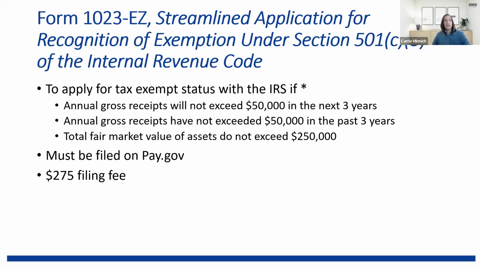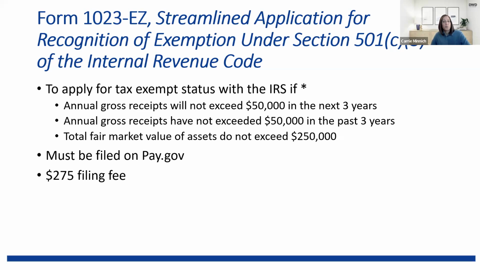If your organization expects to have gross receipts of not more than $50,000 in the next year, or you have had $50,000 in the most recent 3 years, and you are applying to be a tax exempt entity, you can file a more streamlined Form 1023. It's called a 1023-EZ. There are certain types of organizations that cannot file the 1023-EZ to receive their exemption. However, in general, it is based on the $50,000 gross receipts. Again, this form must be filed on pay.gov, and the filing fee is a little bit less than the full 1023 fee, but there is a fee that goes along with this.